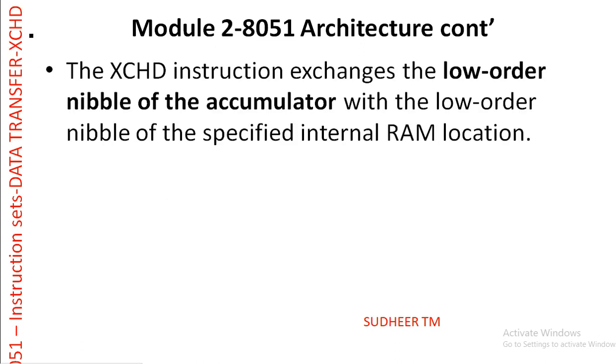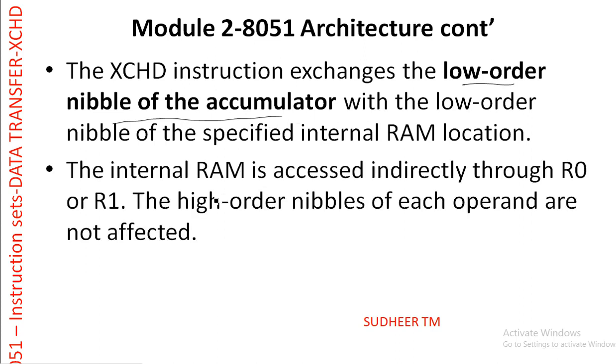Another instruction is XCHD. The XCHD instruction exchanges the low order nibble. It is a very useful and a very complicated instruction in the 8051. Nibble means 4 bits. The lower order nibble of the accumulator is exchanged with the lower order nibble of the internal RAM location. Internal RAM is accessed indirectly through R0 and R1. Higher order nibbles of each operand are not affected. So try to understand these instructions very clearly. I am explaining, listen to me.